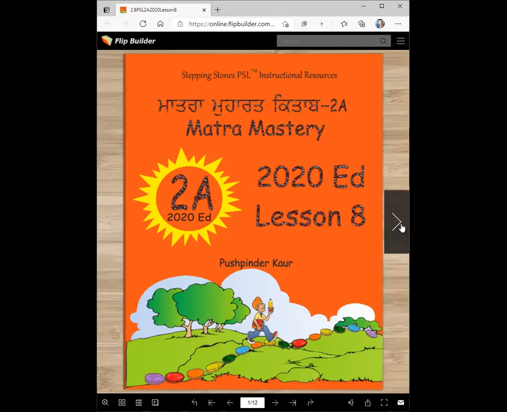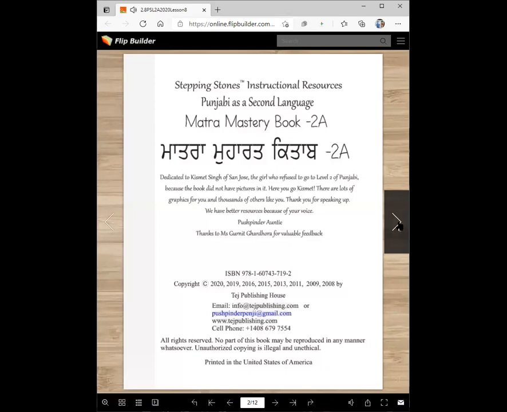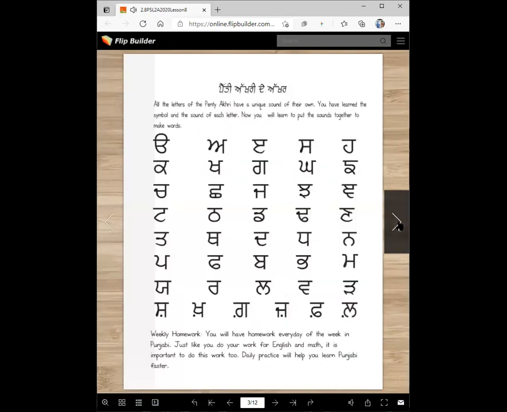Welcome to lesson 8. In today's lesson, we are going to learn a new matra. But before we do that, let's review some of the letters we already have learned. So this letter is Ada. What sound does it make? Ada takes the sound of the matra that it's used with, the vowel symbol that it's used with, okay?